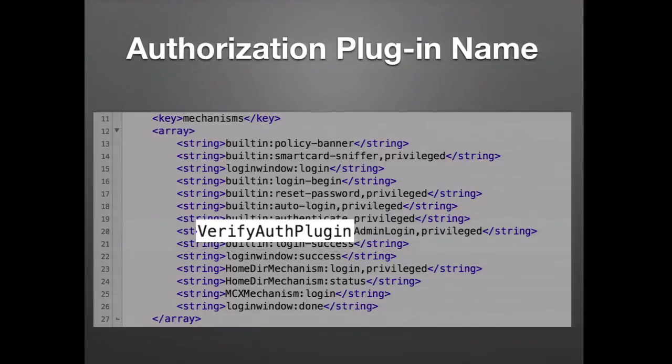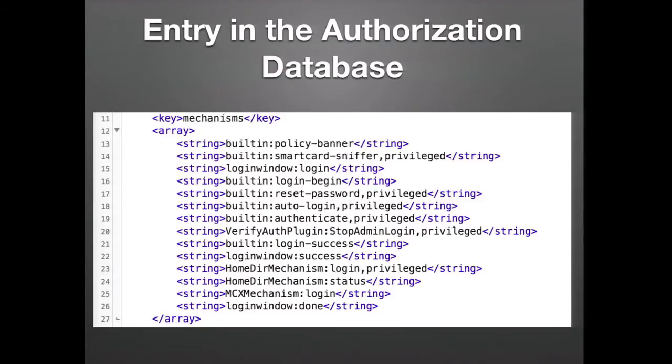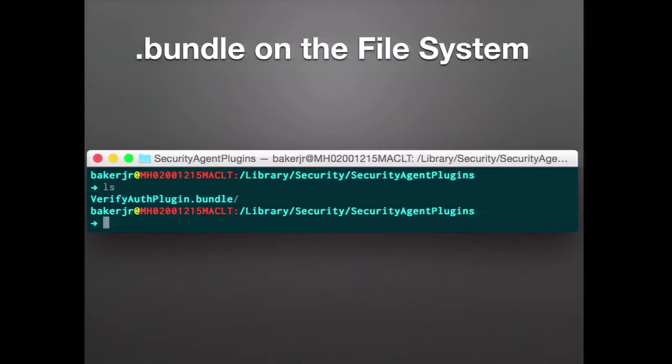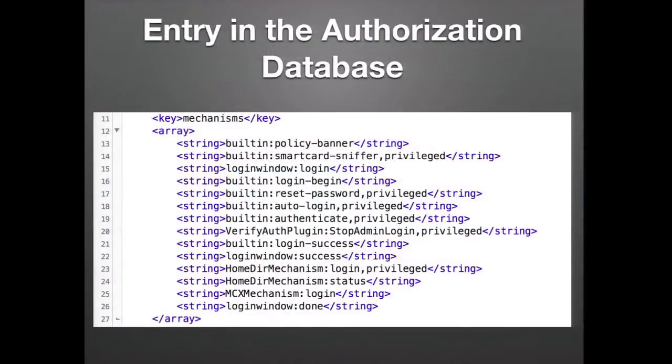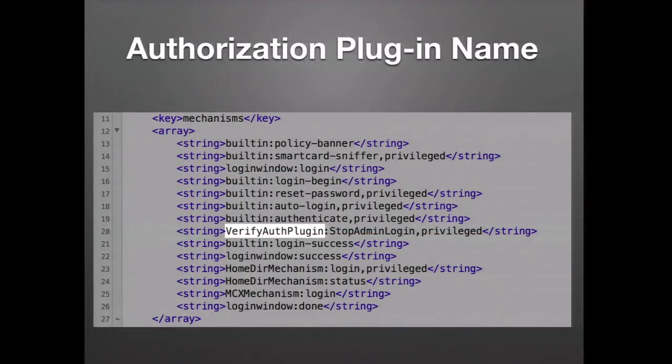This is pretty crucial because if you misspell this, or if you get a capitalization wrong, if it's supposed to be a lowercase v and I put an uppercase V, you break your login window, like I was talking about earlier. So we can see here the example I've got, verify auth plugin. Let me go back here for a second. You can see my .bundle is verify auth plugin, capital V, A, and P. So it's important to get that piece right.